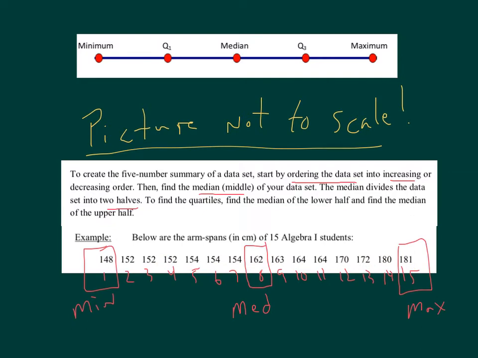Now that we've calculated our median, and it was a calculation, we had to figure it out, we can identify the minimum and the maximum very easily by just going to the smallest and largest value in the data set. So here's 3 of our 5 values. We're almost there. All we need now is Q1 and Q3.